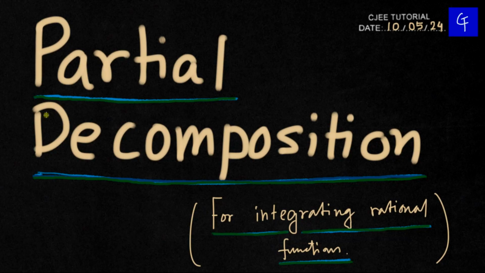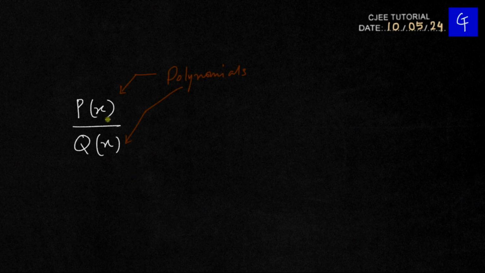Hello friends and students. Today we are going to use the partial decomposition method for integrating rational functions. So what is partial decomposition of rational functions? If you are not sure what a rational function is, then I should clarify it here once again. A function is a rational function if both the denominator and the numerator are polynomials of x.